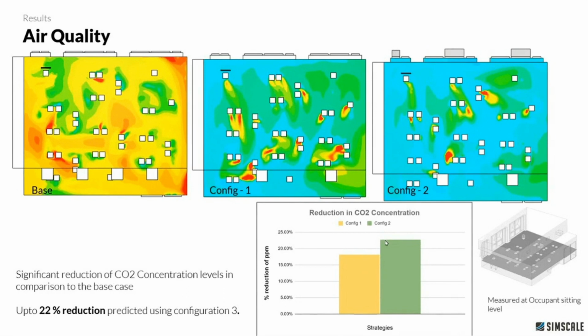This means the configuration 2 with open windows and with the optimized HVAC inlet performs better in this particular scenario. So this way you can actually compare different designs by running simulations at the early stage, so that this will help you size the HVAC units better, and also make sure that the thermal comfort is actually maintained inside this indoor space.